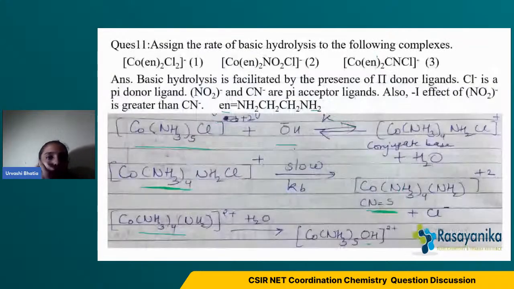Okay, so this is the order of basic hydrolysis. We need to find the rate of basic hydrolysis. So 1, 3, and 2. The highest will be in the first complex, and then in the third one, and last will be in the second one.